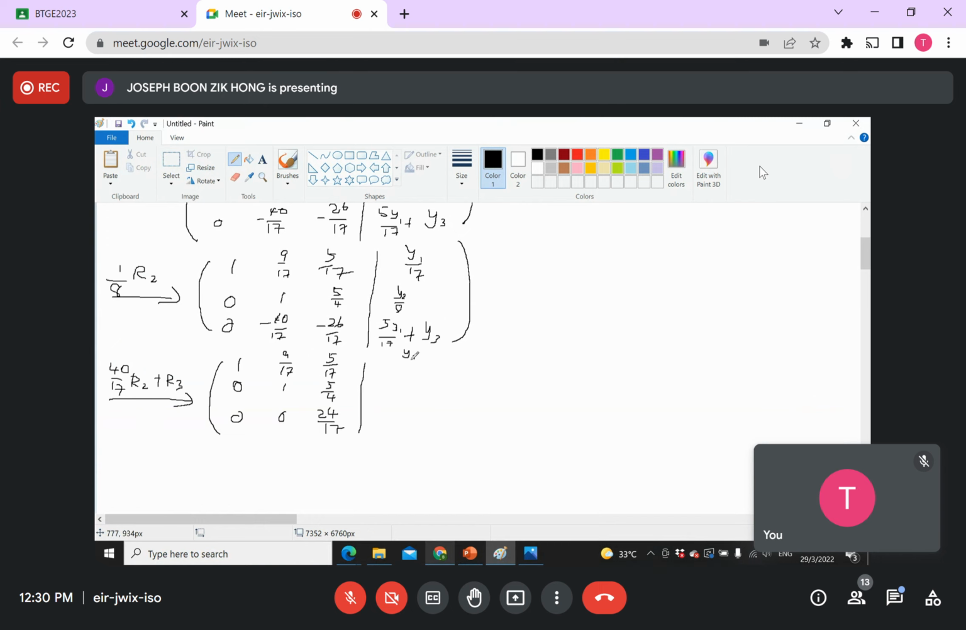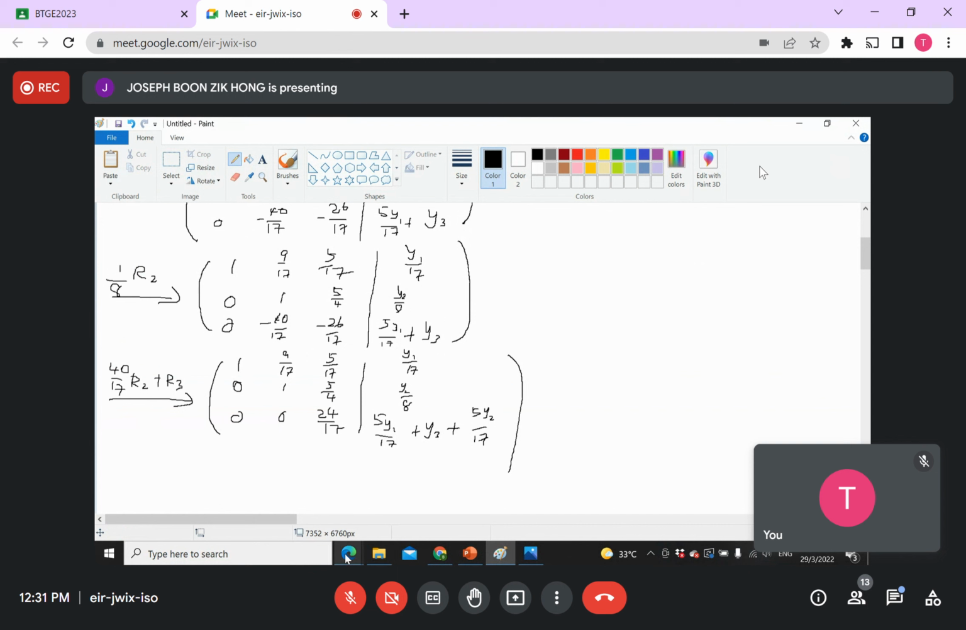So this one will be y1 over 17, y2 over 8, and 5y1 over 17 plus y3. Okay, and then this one times the 40 over 17. So I will have 5y2 over 17. So this is our RRE form.